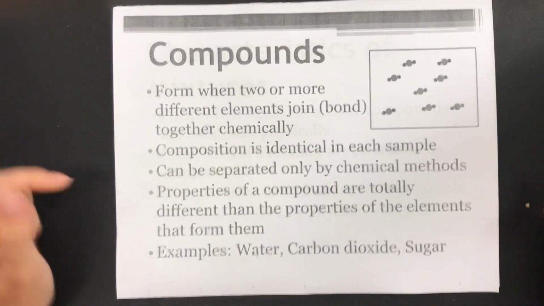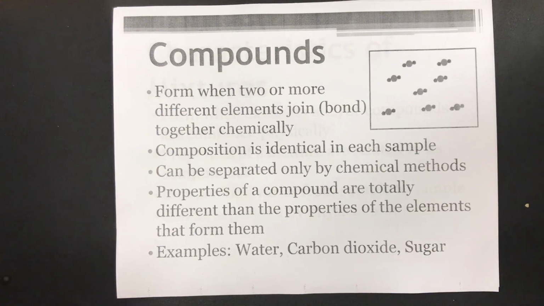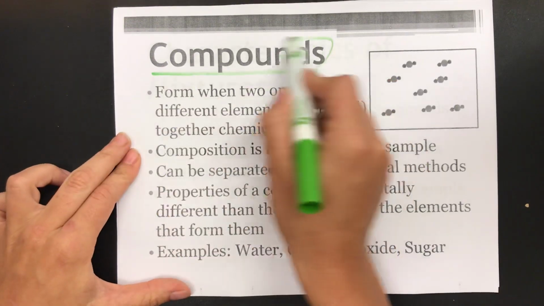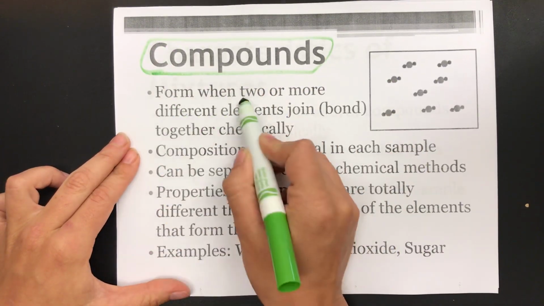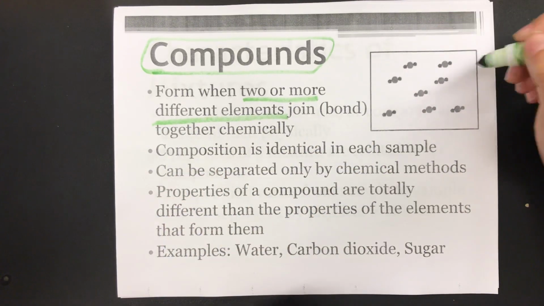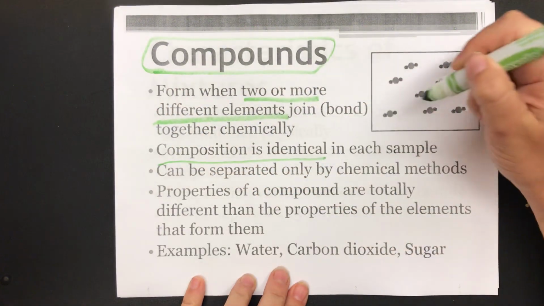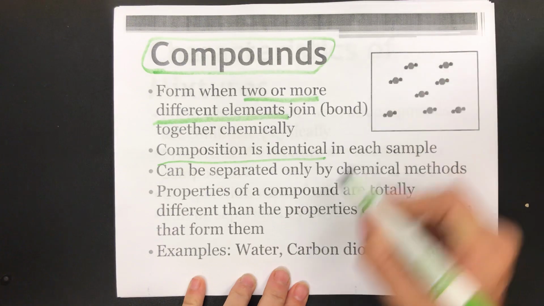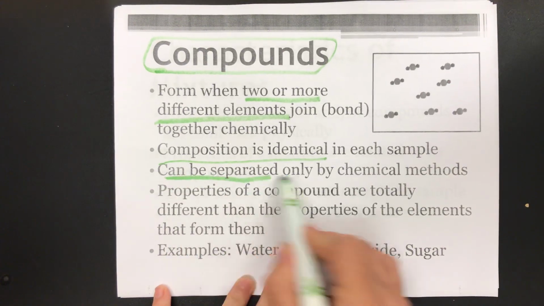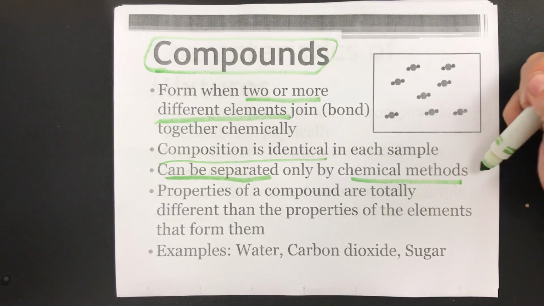Compounds is exactly what it means. Compound sentence in English means you're taking two things and cramming them together. Same exact thing. So compounds form when two or more different elements come together. So this picture is showing you two or more coming together. You get this little cluster thing. Composition is identical. So again, that compound is going to look exactly the same. They can be separated chemically. So that's the difference between your elements and your compounds. Elements cannot be separated at all. Compounds can only be separated chemically.